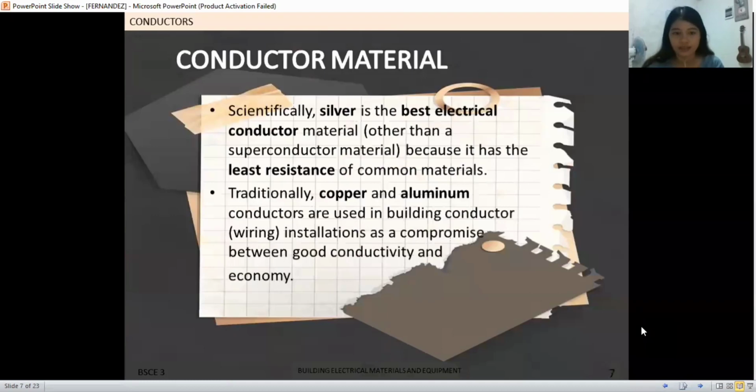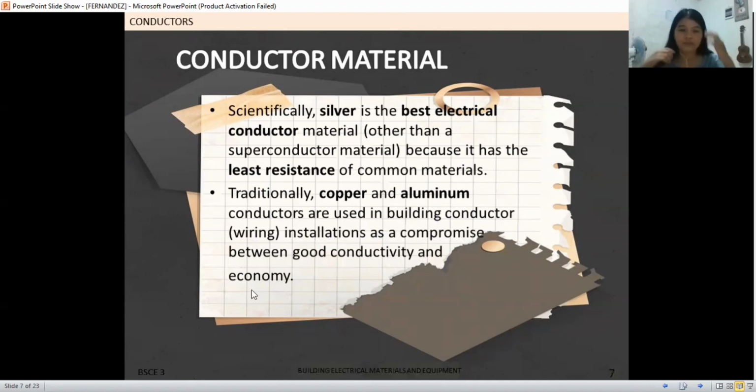Next one is the conductor material. So conductor material, scientifically silver is the best electrical conductor material other than superconductor material because it has the least resistance of a common material. So traditionally, copper and aluminum conductors are used in the building conductor or wiring installations as a compromise between good conductivity and economy.